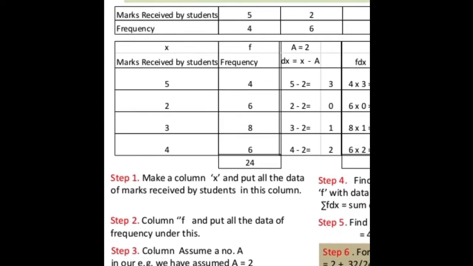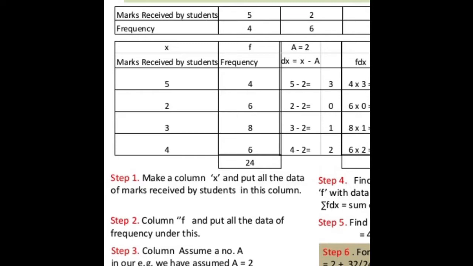How do we calculate mean using the shortcut method? First of all, we write all the values in the given data in the first column and denote them by x. In the second column, we write all the frequencies. Next, out of all the given values of x, we assume any one value to be the mean and denote it by a. In this example, the assumed mean is 2.